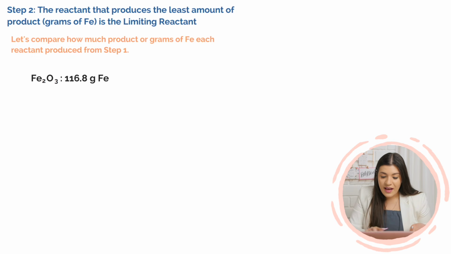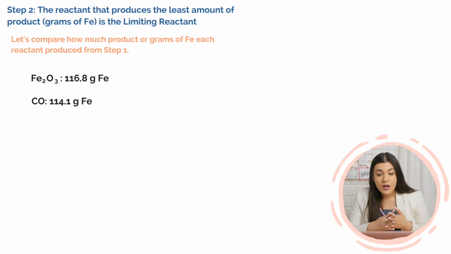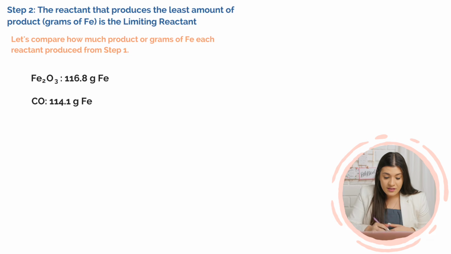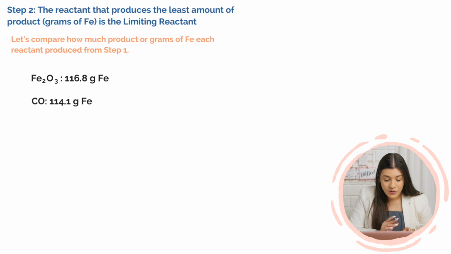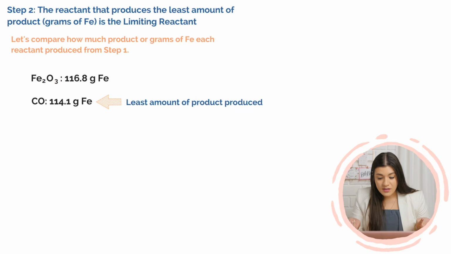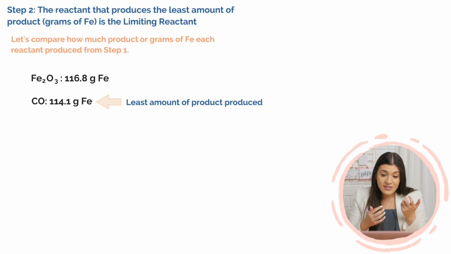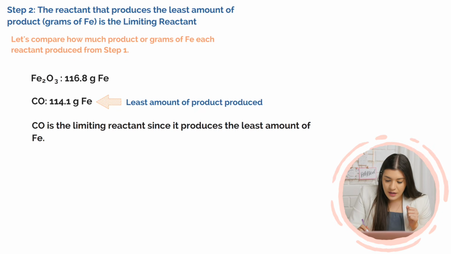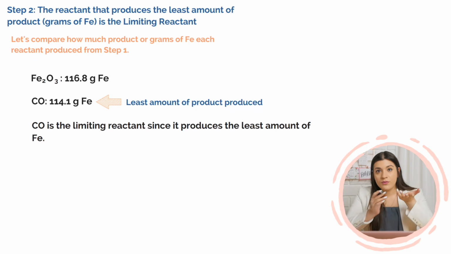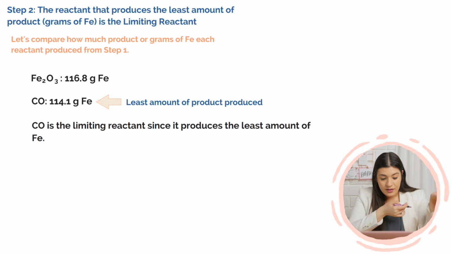So then I'm going to compare what I produced from both of these reactants. Our first reactant produced this amount of product. Second produced this amount of product. So which reactant is our limiting reactant? This CO. Perfect. Because it produced the least amount of product. So that's how you're going to know what your limiting reactant is. And then from there, we also know what our excess reactant is. Our excess reactant obviously is going to be the other reactant. So iron oxide would be our excess reactant.